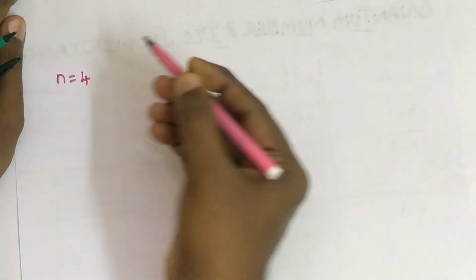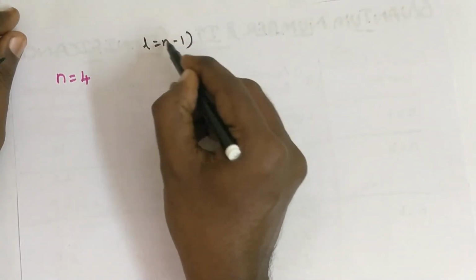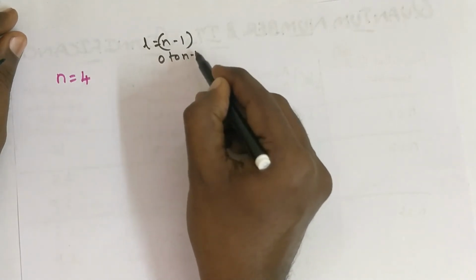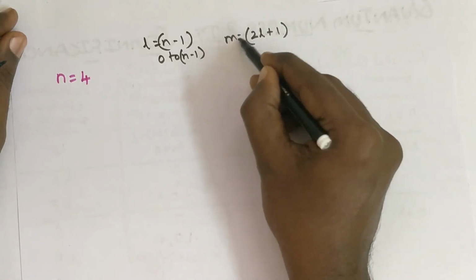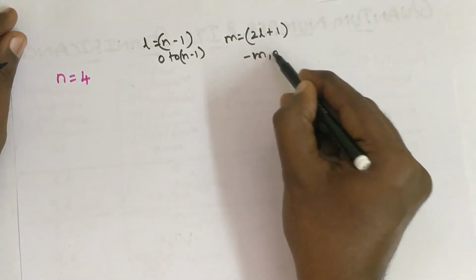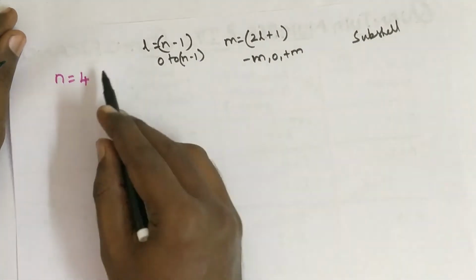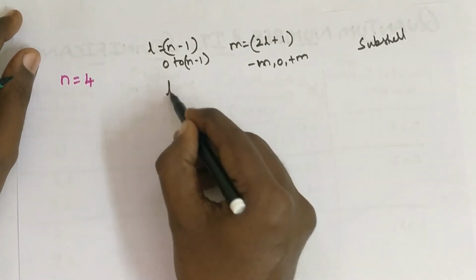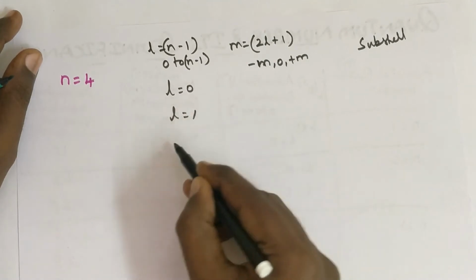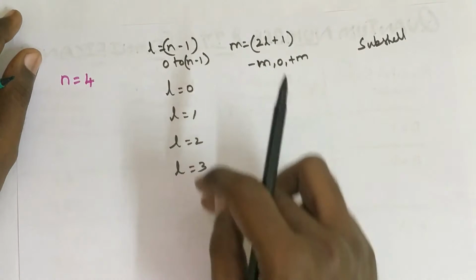Same way we try for n is equal to 4. So n is equal to 4 means L value is 0 to n minus 1. Azimuthal, magnetic quantum number 2L plus 1, m equal to minus m, 0, plus m. Last one is subshell. Substitute n equal to 4 in the above equation. So 4 minus 1, 3. So you can write it as 0, 1, 2, 3.